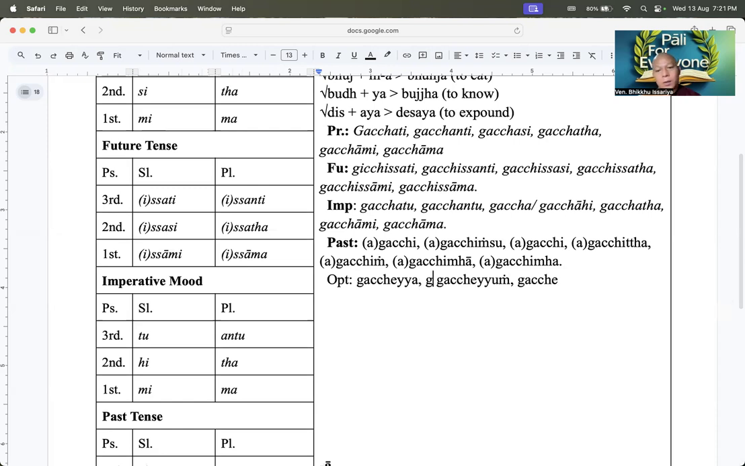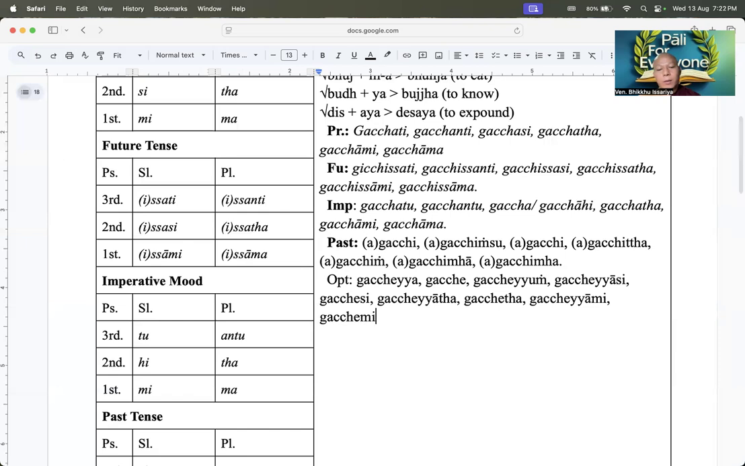So kachiya, kachi yo, and then kachiya si. So kachiya ta, and then kachi ta, and then so kachiya mi, and kachi yama, and the kachi ma. So in this way, that is optative bar.